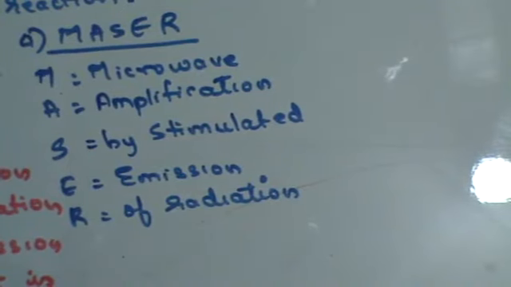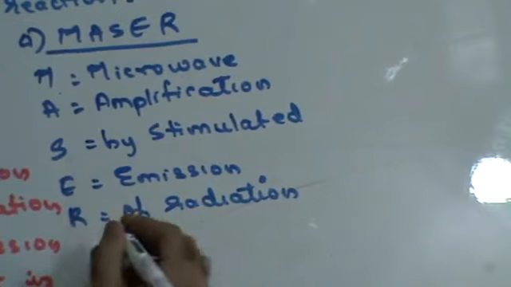Thus, maser is similar to laser, but the only difference is that it is working at lower frequency and higher wavelength. The only difference between laser and maser is, in the case of maser, the frequency is going to be low and the wavelength is going to be high. Fine, do we get this thing clear? Now, let's write this down.